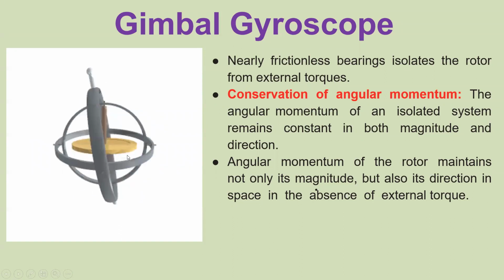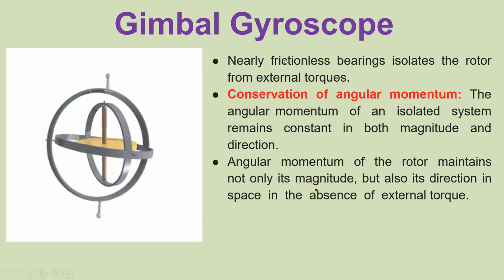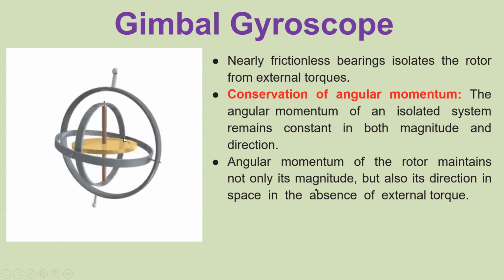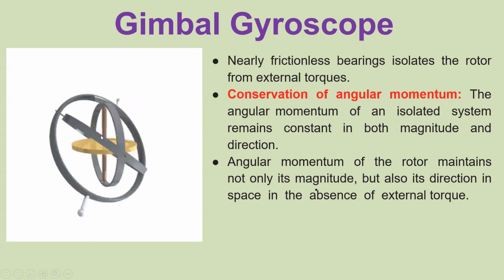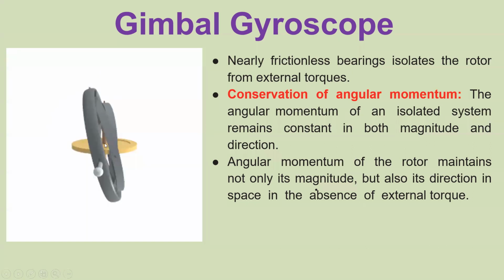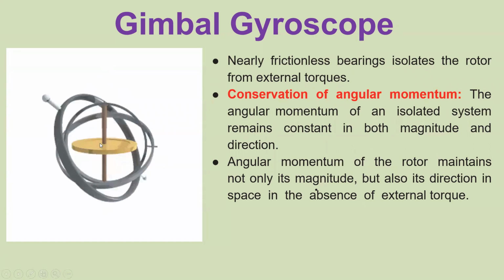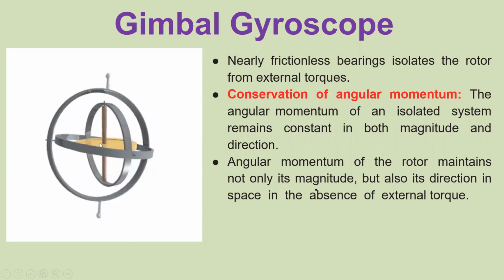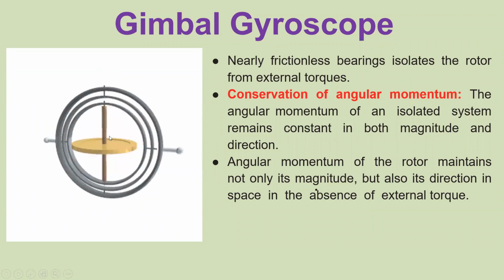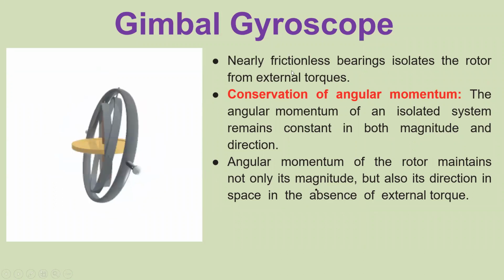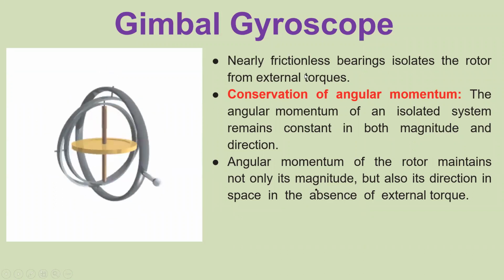In order to have this condition, you need to have frictionless bearings. That means this rotor is rotated around this spinning axis. So in order to make sure that there is no torque in the system, this should ideally be frictionless. So it has been constructed such that this friction is negligible.